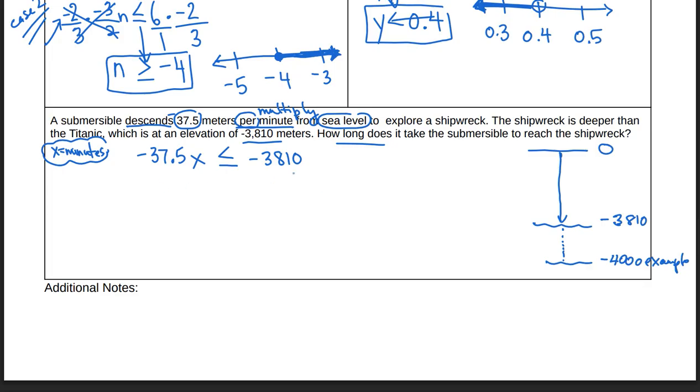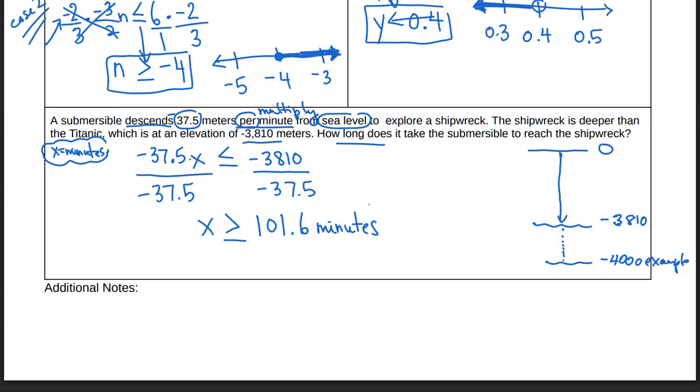So now that I have my inequality written, now I can solve it, okay? So when I divide by negative 37.5, because this is being multiplied by x, right? So I'm going to cancel that out. I'm going to divide by negative 37.5. I see that I divided by a negative, so I immediately have to flip this sign, okay? Because I divided by a negative. This cancels out to give me x is greater than or equal to, let's see, 101.6 minutes, okay?